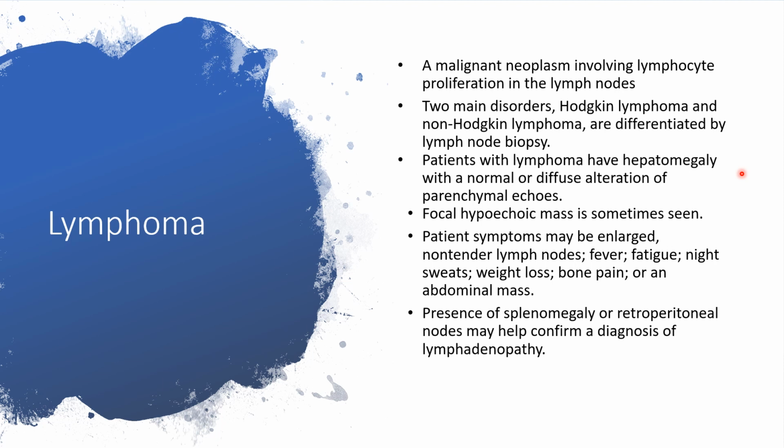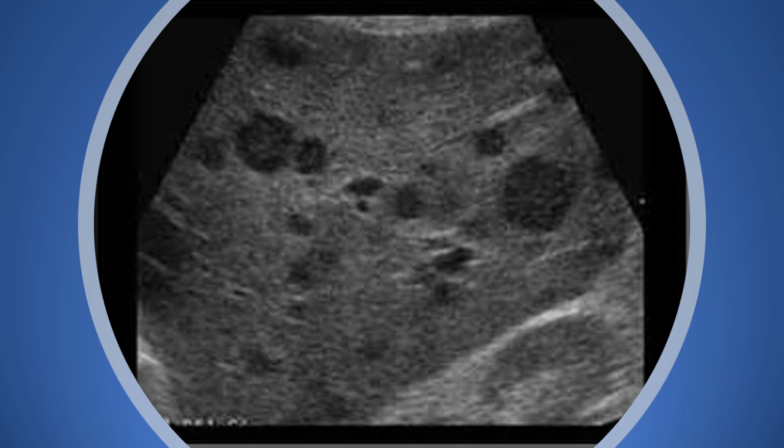Focal hypoechoic masses are sometimes seen. Patient symptoms may include enlarged non-tender lymph nodes, fever, fatigue, night sweats, weight loss, bone pain, or an abdominal mass. And we will often see splenomegaly in the presence of lymphoma. The presence of splenomegaly or retroperitoneal nodes can help confirm that diagnosis. So here's an image of a patient whose liver has been invaded with lymphoma nodules, and you can see it looks very similar to mets. It can be very difficult to tell the difference merely with ultrasound.